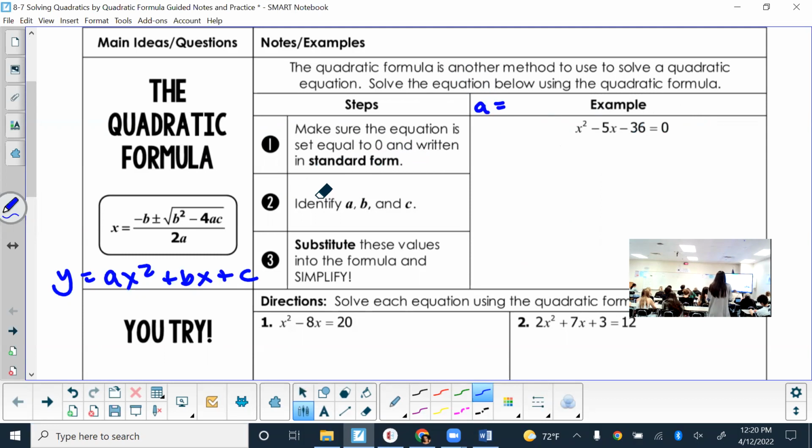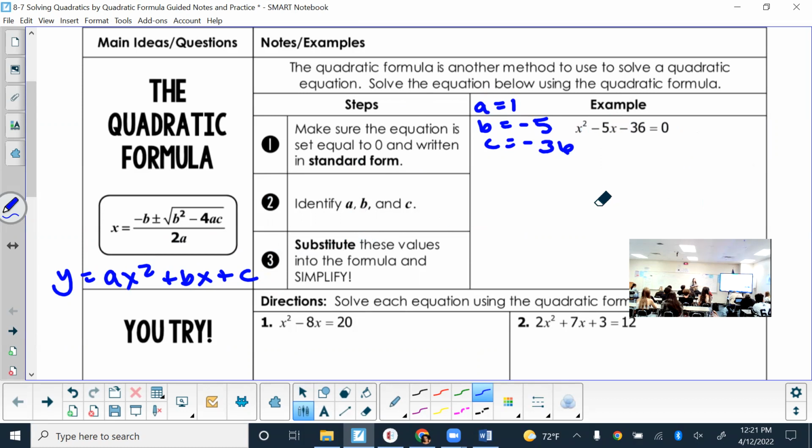So step 2 is to identify your A, B, and C. What's A in this problem? 1. What's B? -5, and C is -36. So the A, B, and C we've identified before. Just remember, A is always the number in front of the x squared. B is always the number in front of the x. C is always the single number. And signs do matter. Always keep the sign that's in front of each term.